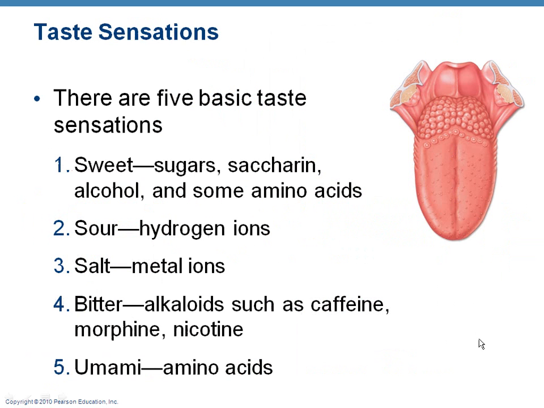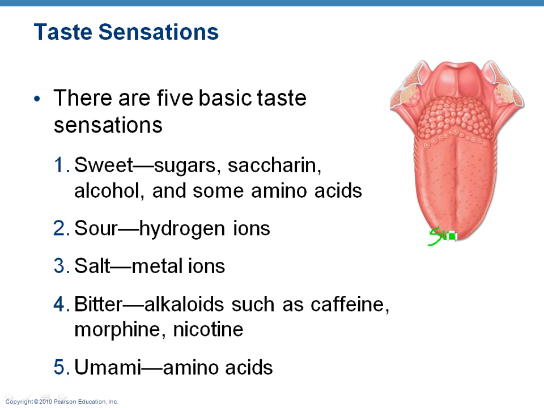Okay, let's move on and actually look at the tongue and look at some taste sensations. There are 5 listed here: sweet, sour, salty, bitter, and umami. Some people will argue that umami is not really a separate taste, that it's a combination of the other tastes, but for this lecture and for your textbook, we're going to list all 5: sweet, sour, salty, bitter, umami. Let's look at their location on the tongue.